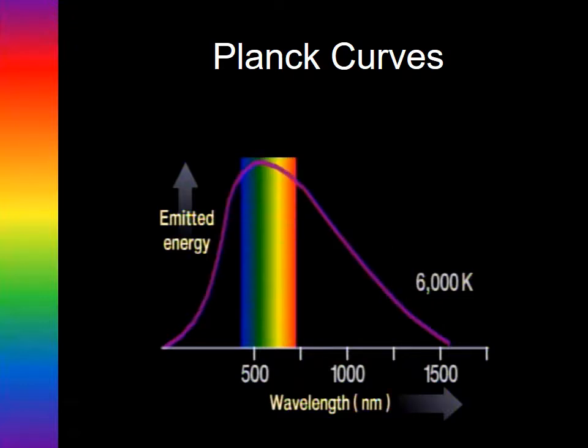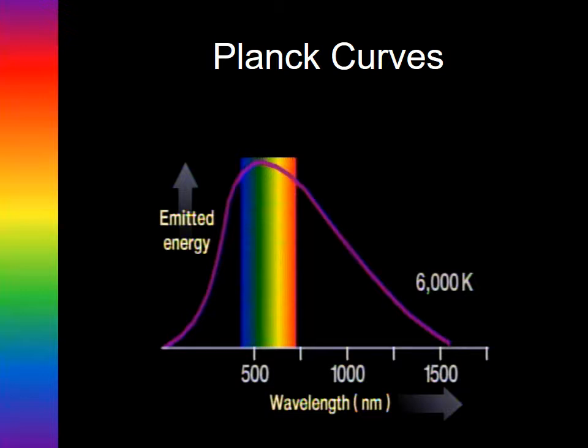We have an object at 6000 Kelvin, and you'll notice that not only did the peak go up, so it's emitting more energy, but it's also shifted to shorter wavelengths, higher energy wavelengths, and now your peak is in the middle of the visible light. And so this object might look yellowish or even bluish. Our sun is at 5800 Kelvin. It looks rather yellow to us.